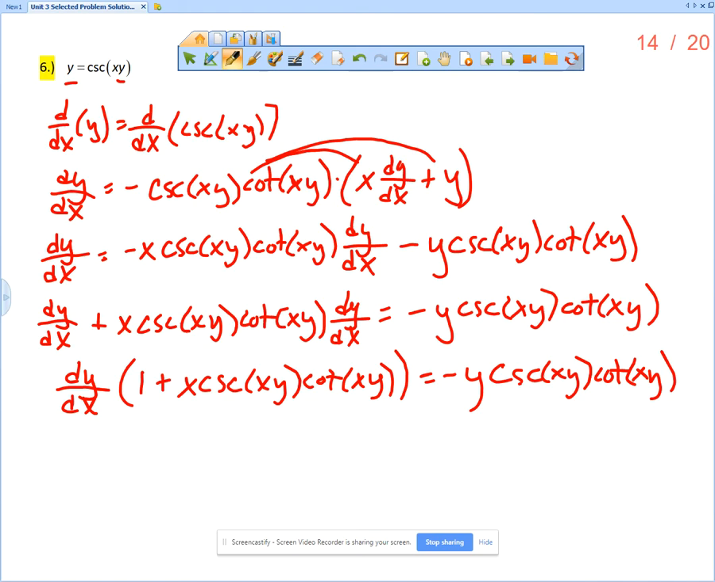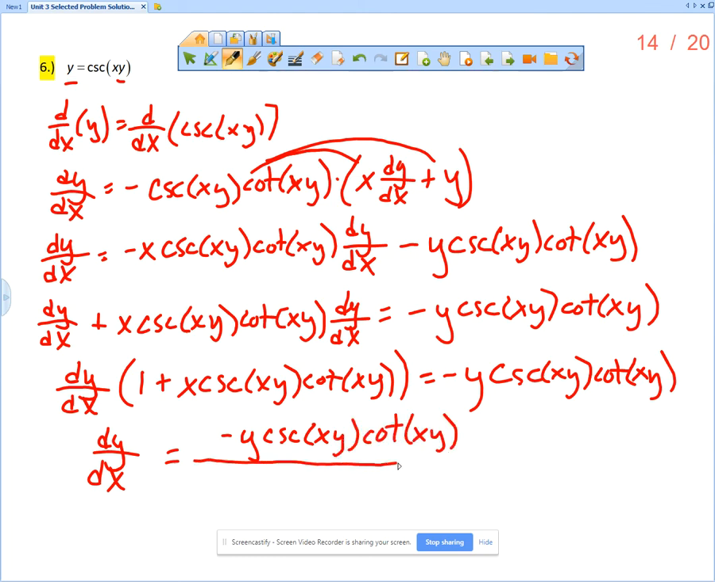Now we finish off by dividing by this factor multiplied by dy/dx. So I have dy/dx equals negative y cosecant xy cotangent xy, all divided by 1 plus x cosecant xy cotangent xy. The only other thing that you might do is some trig manipulation, by putting things in terms of sine and cosine and changing it around that way. So that is problem number 6.